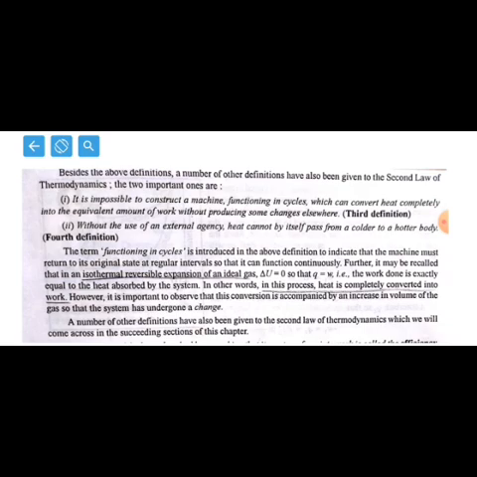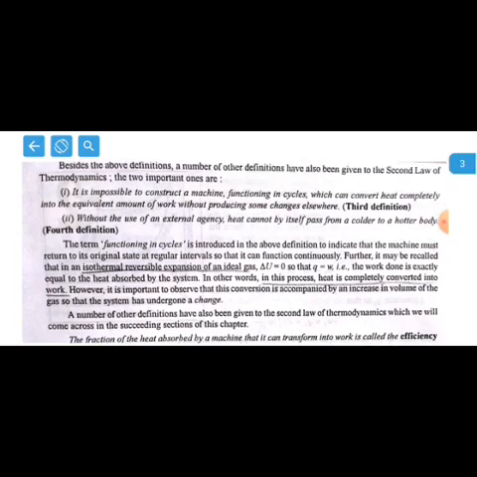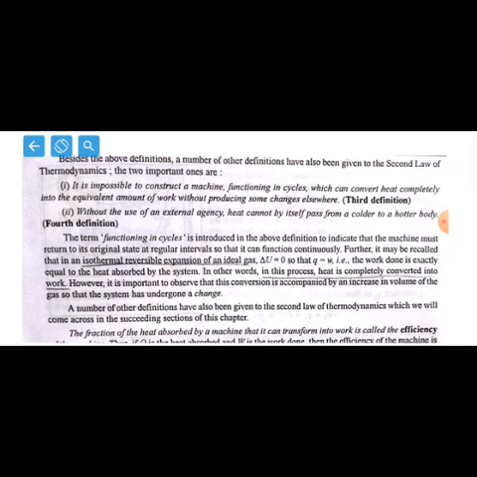Third definition. Without the use of an external agency, heat cannot by itself pass from a colder to a hotter body. Fourth definition. The term functioning in cycle is introduced in the above definition to indicate that the machine must return to its original state at regular intervals so that it can function continuously.